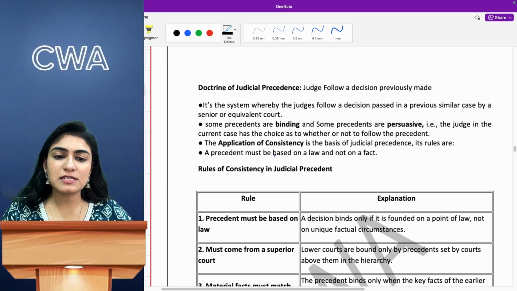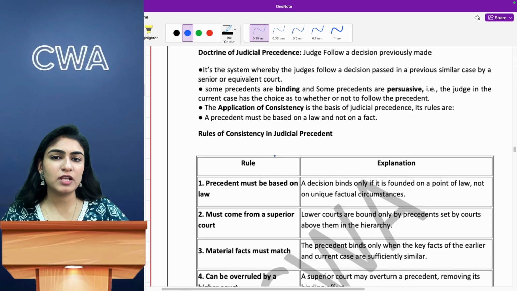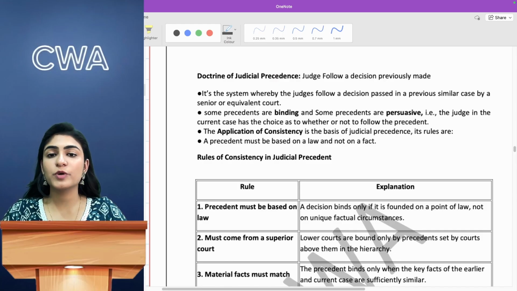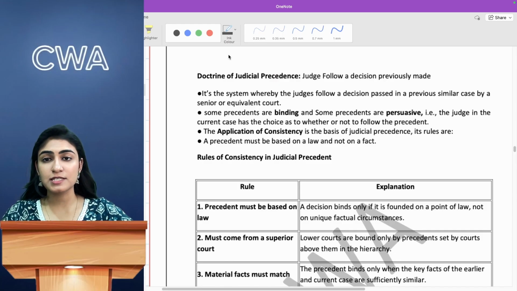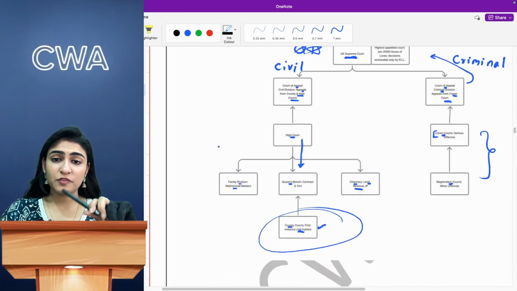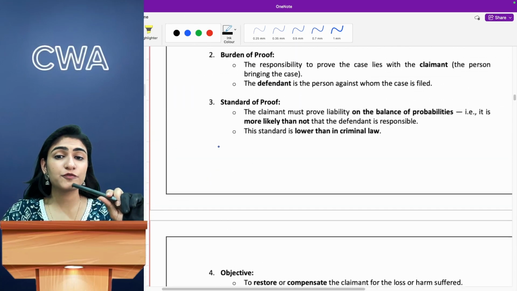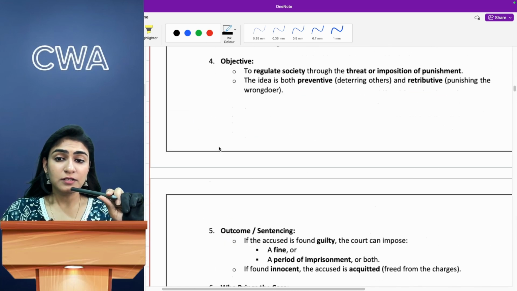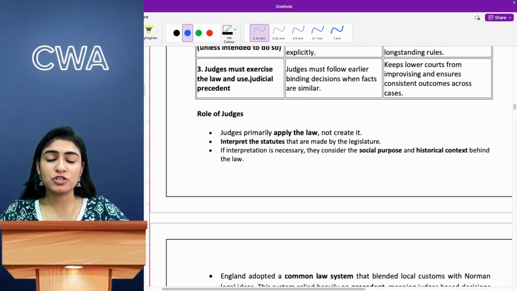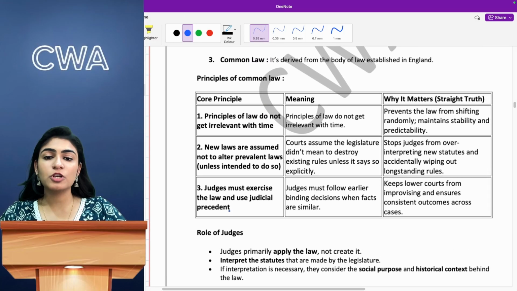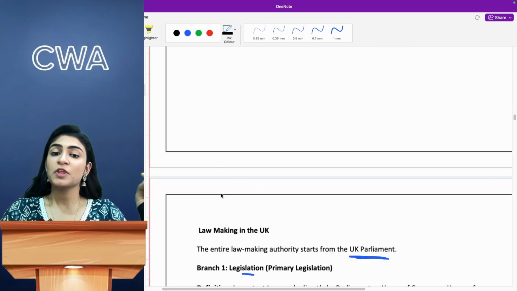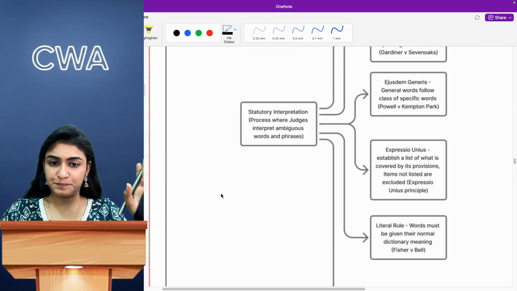Now, let's discuss another small topic and then we will be done for today's lecture. Let's get started with the doctrine of judicial precedent. If you remember, in our last lecture, we discussed the doctrine of judicial precedent, and I said, sorry, that I will be covering that topic in our upcoming lectures. When we were discussing common law, we discussed that judges must follow judicial precedent. Now, what do you mean by judicial precedent?